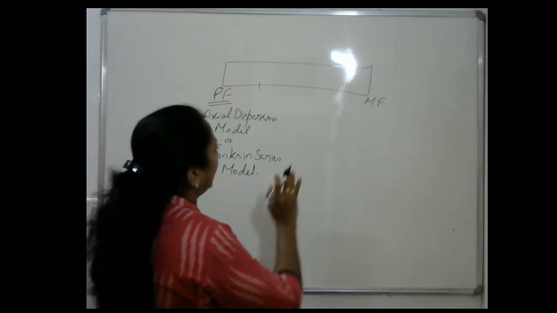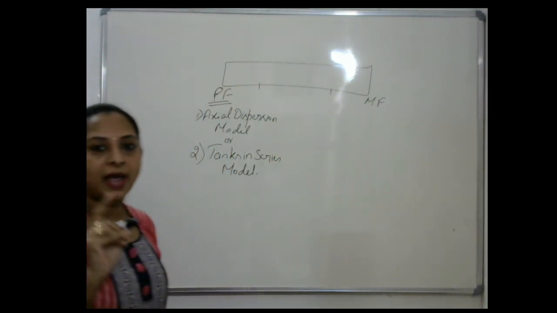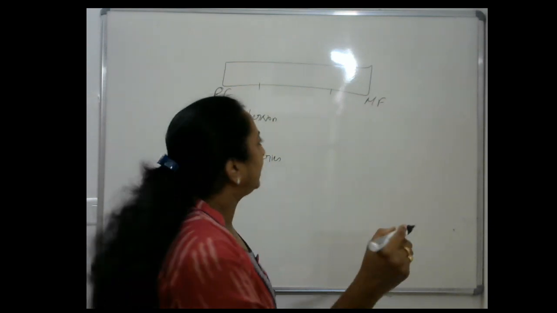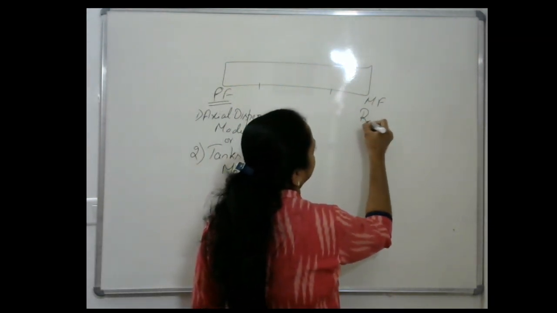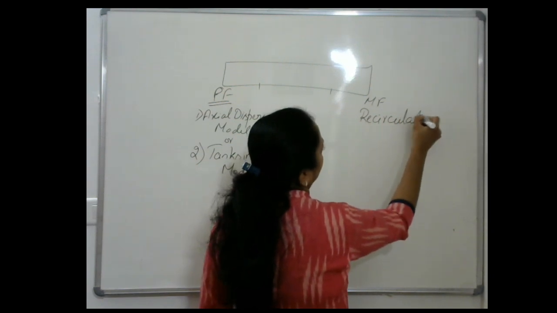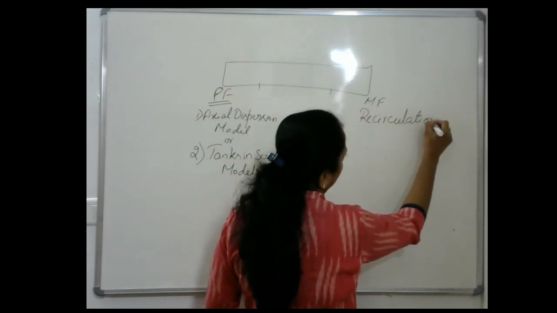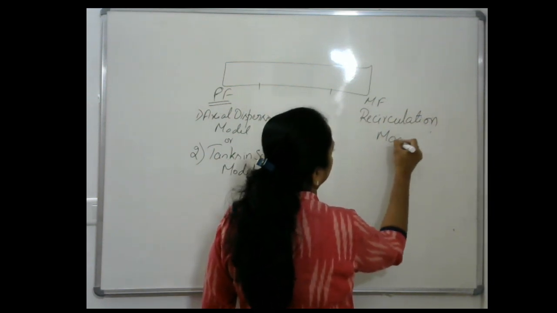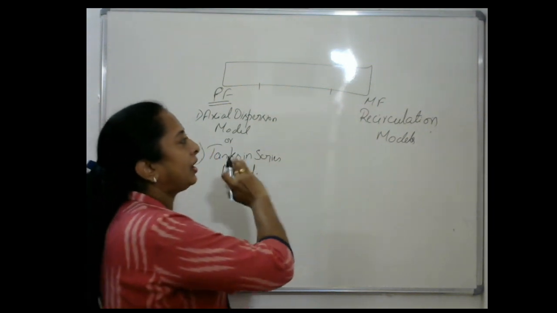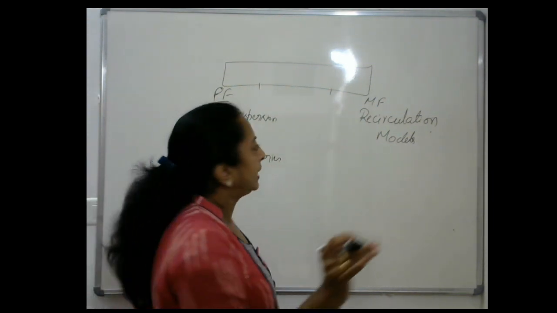And if the flow is approximately near to MF, then we will be approximating recirculation models. And if it is in between, sometimes it is PF connected to MF.